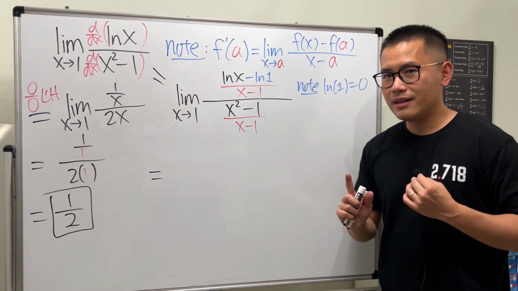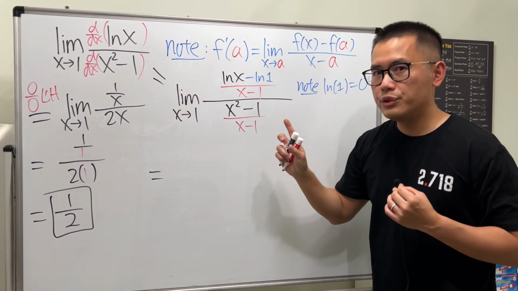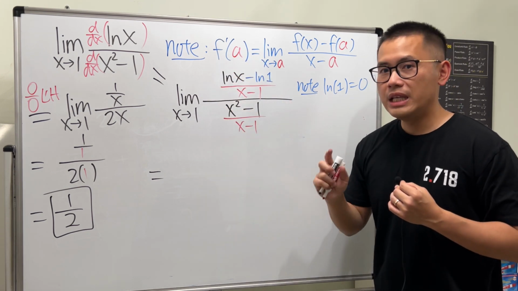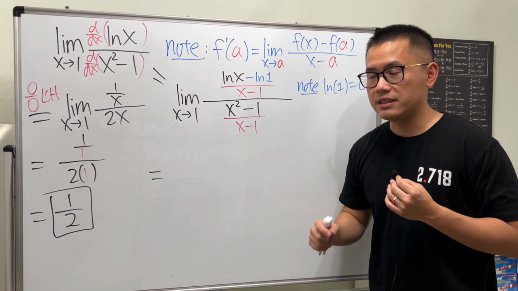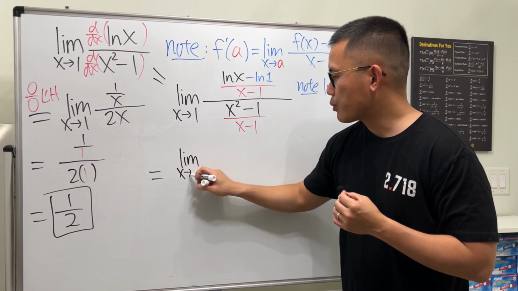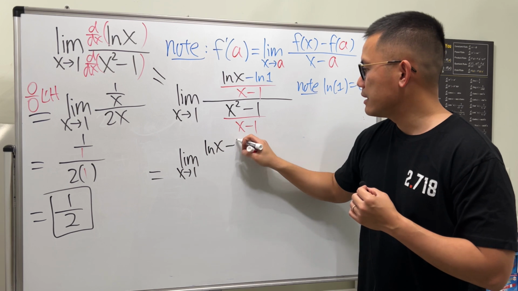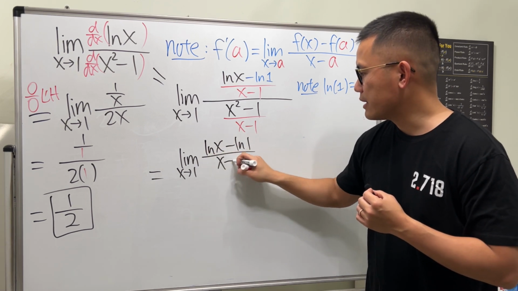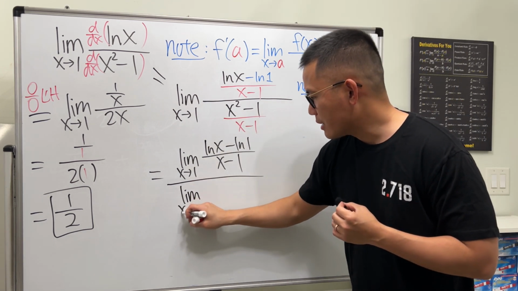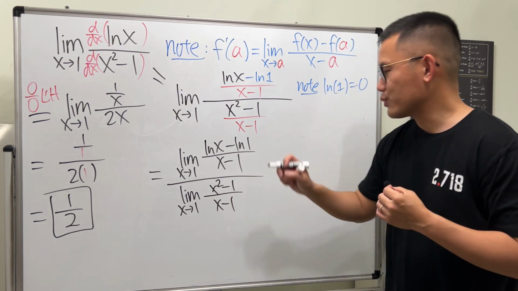Here it's a limit law. I'm going to look at this. This is the limit of a quotient, which is going to be the quotient of the limit of the top and the limit of the bottom, if the limits of the top and bottom both exist. So I'm going to look at it like the limit as x approaching 1 of ln x minus ln 1 over x minus 1, and then over, put a limit for the bottom: limit as x approaching 1 of x squared minus 1, over x minus 1.